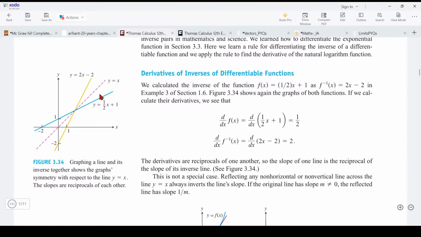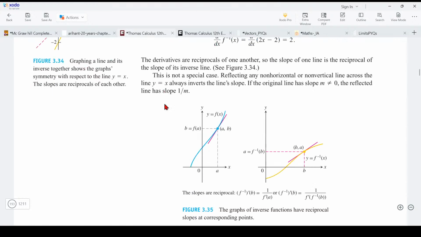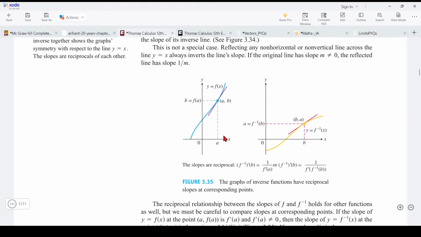This is interesting. What is an inverse function? Inverse function is a reflection with respect to the line y equals x, right? So if there is a line y equals 2x minus 1, the reflection is this one. This is the inverse function. So if f of a is b, then obviously f inverse of b should be equal to a. That is one part of the story.